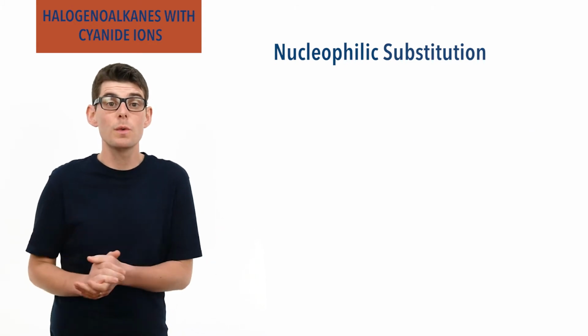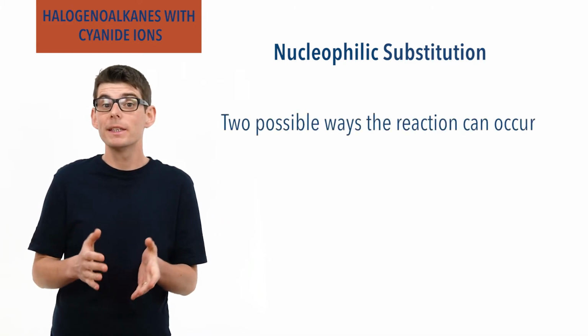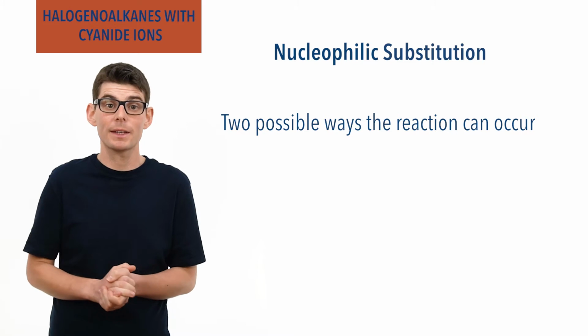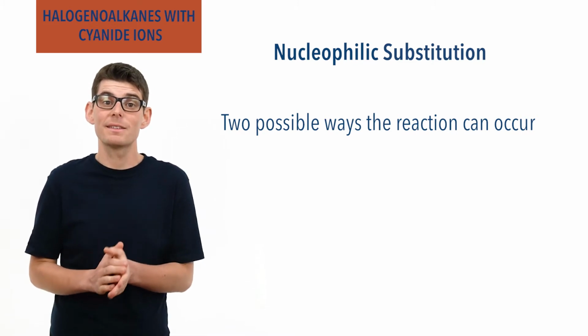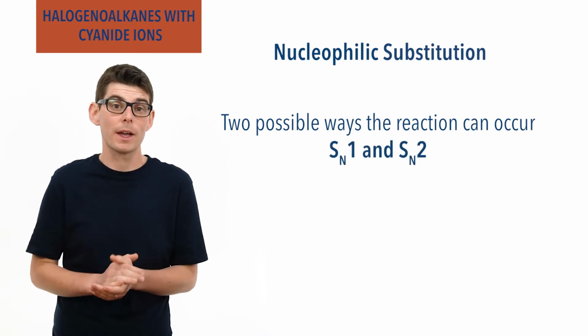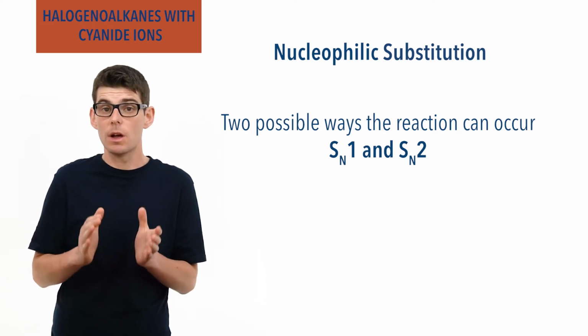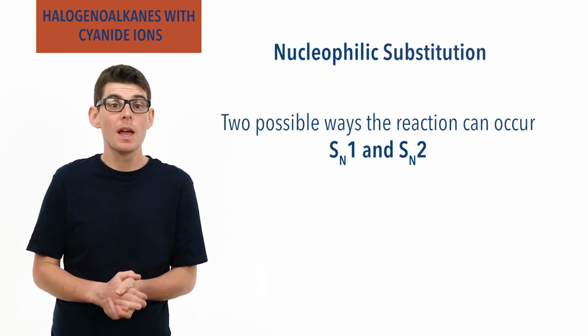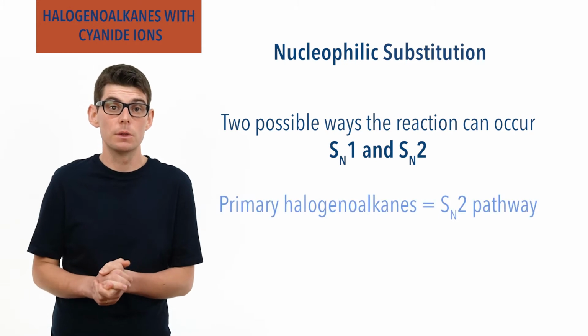There are actually two ways this reaction can occur, depending on the type of halogenoalkane reacting, and these are referred to as SN1 and SN2 reaction pathways. The examples shown in this video are SN2 as primary halogenoalkanes are used.